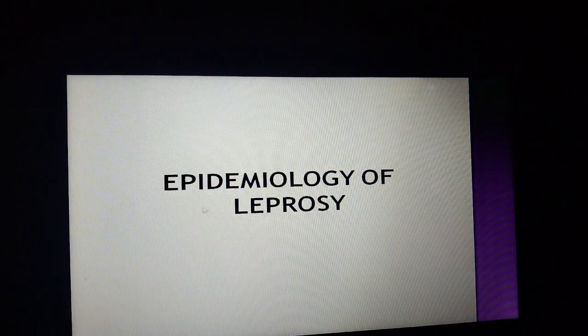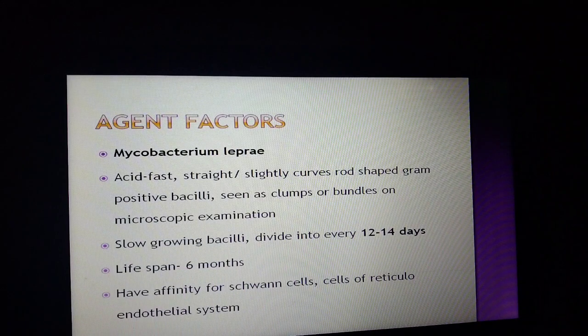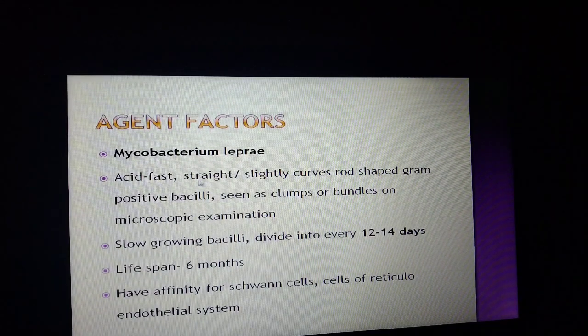Next we'll study the epidemiology of leprosy. First we'll study the agent factors. The bacterium which causes this disease is Mycobacterium leprae. It is acid fast, straight or slightly curved, rod shaped, and a gram positive bacillus.